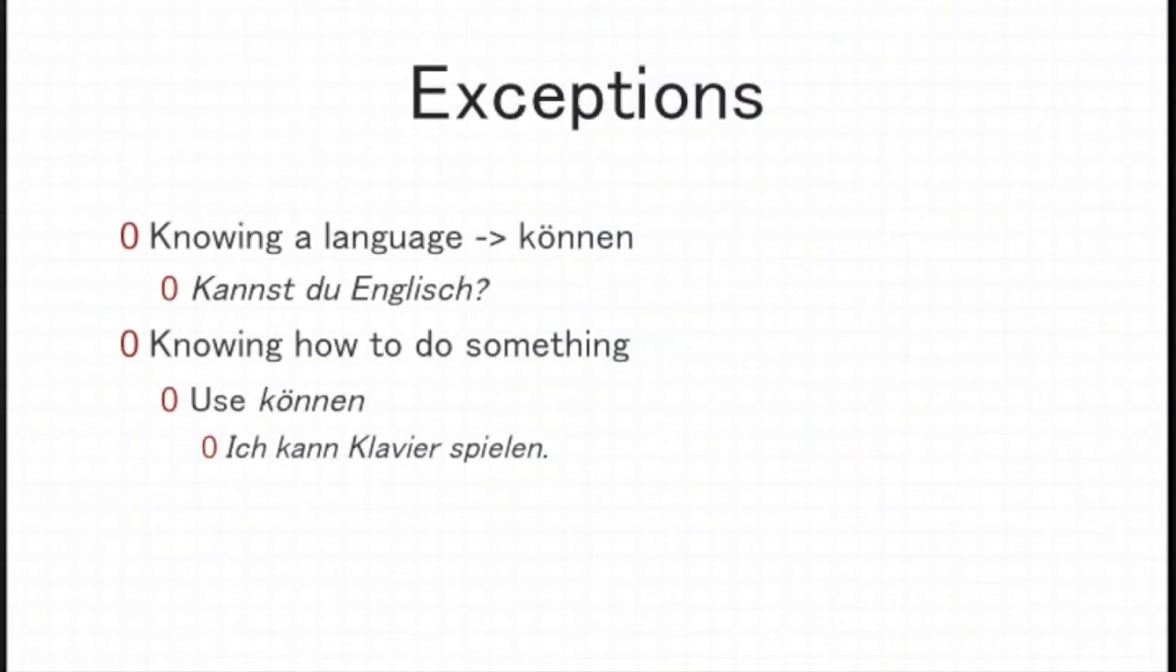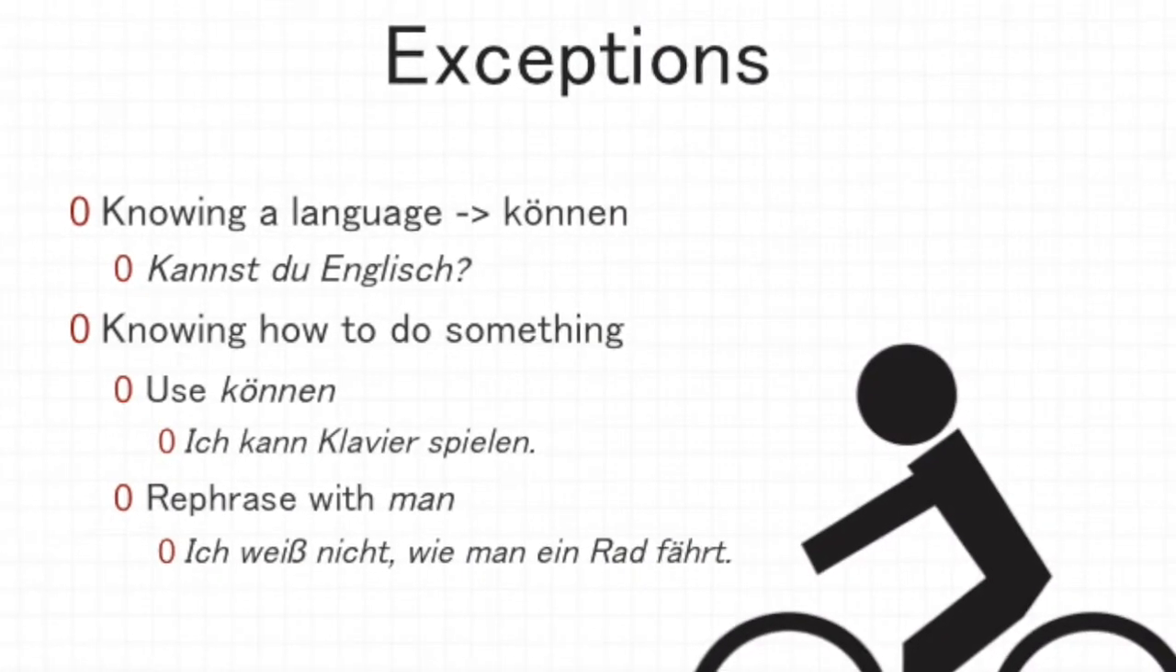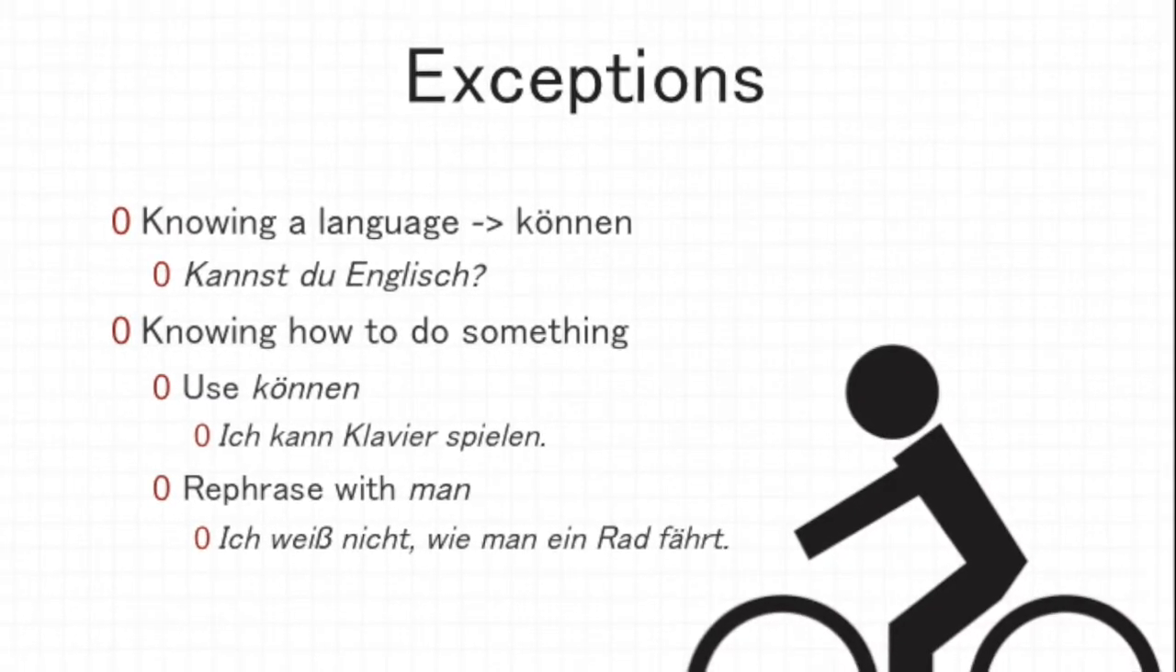To express knowing a skill or knowing how to do something, there are two options. Using können, for example, Ich kann Klavier spielen, or rephrase the statement with man, for example, Ich weiß nicht, wie man ein Rad fährt.